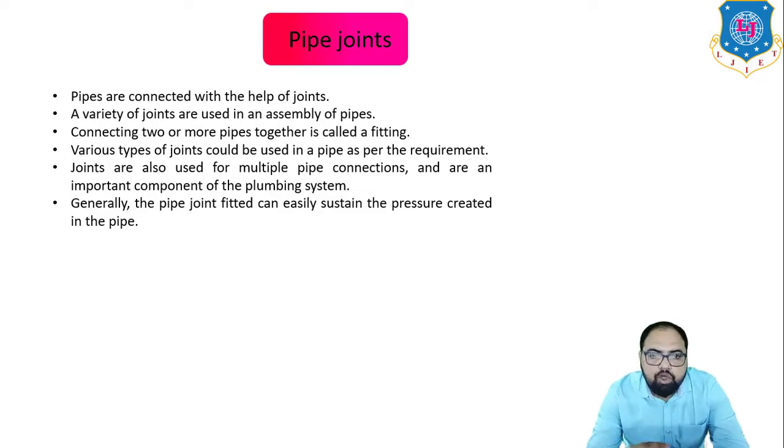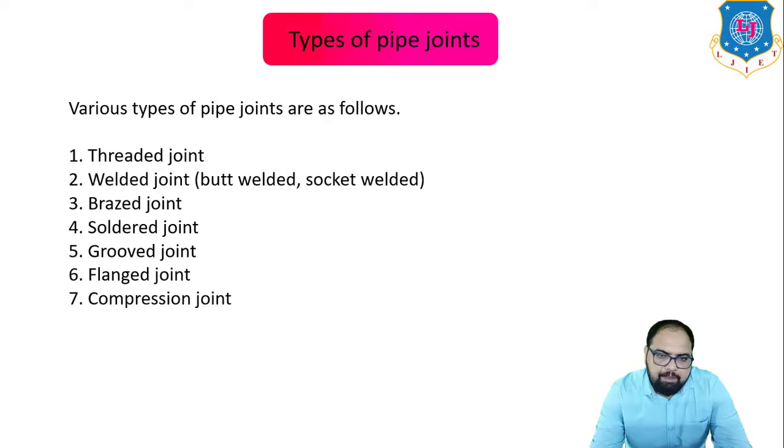For connecting two or more pipes together, that is called the fittings in a pipeline. Various types of joints can be used in a pipeline as per the requirement. Joints are used for multiple pipe connections and they are an important component of the plumbing system. Generally, the pipe joint fitted can easily sustain the pressure created in the pipeline.